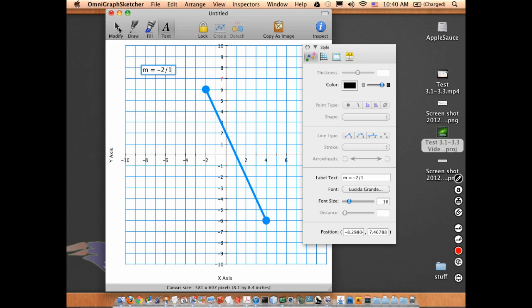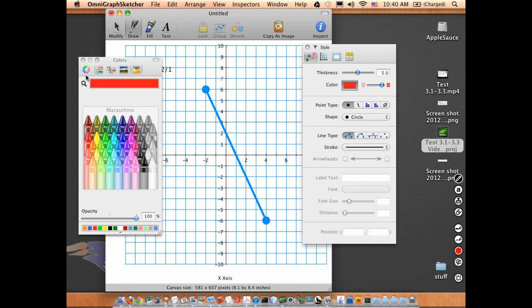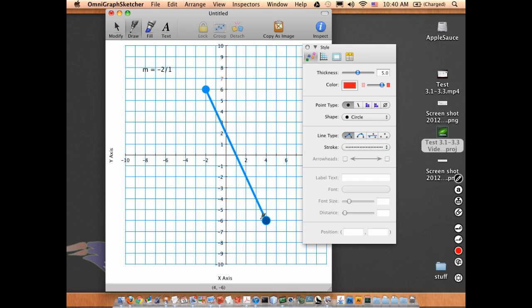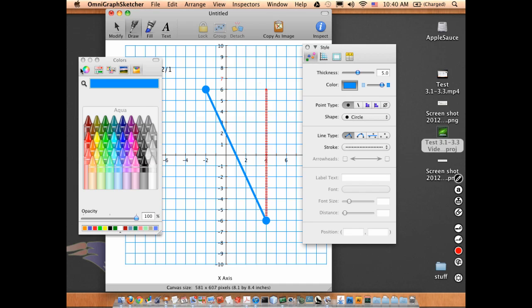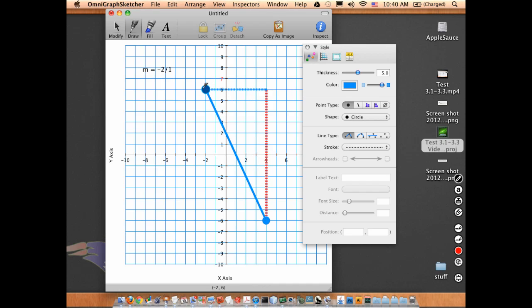Okay, let's find out. So what I'm going to do next is let's calculate the rise. Change this into red real quick. Okay, so how much do we rise up from here to here? 12 units, right? So that's positive, which is why I put it in red. Now let's change this to a blue color.